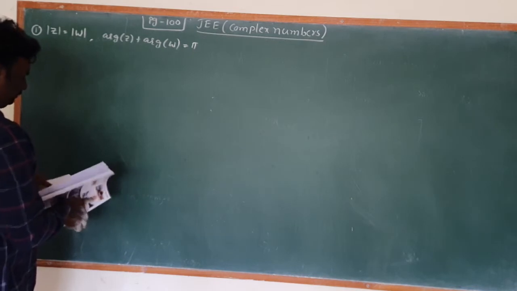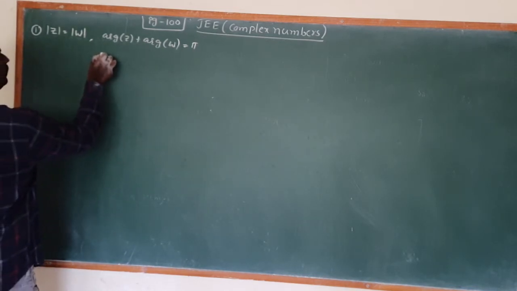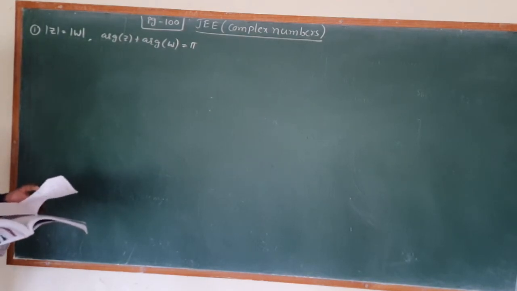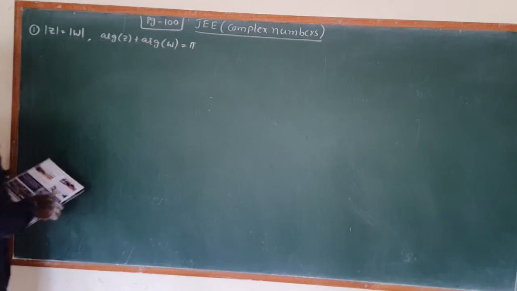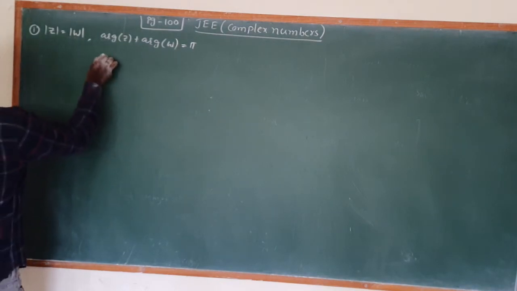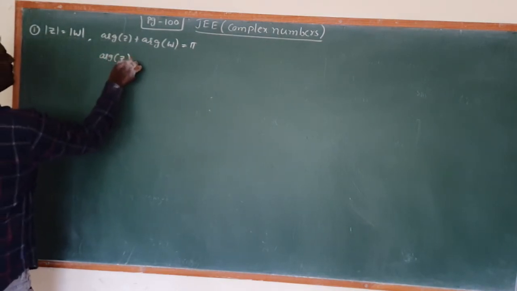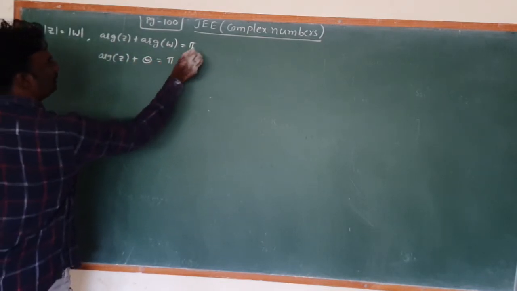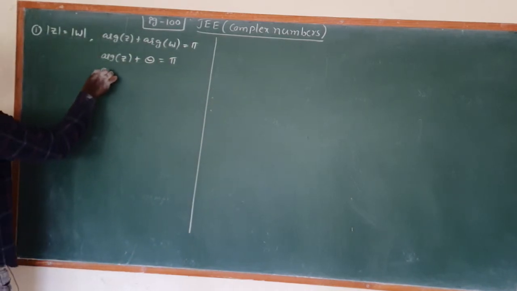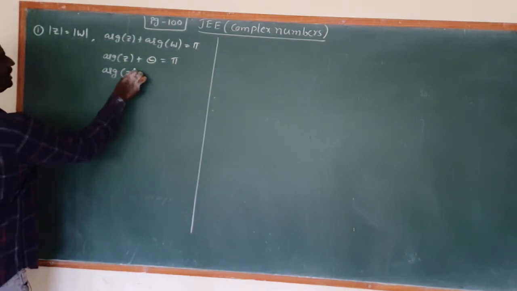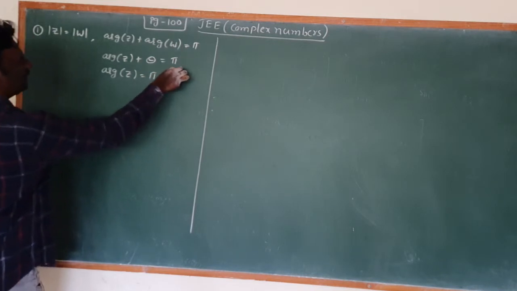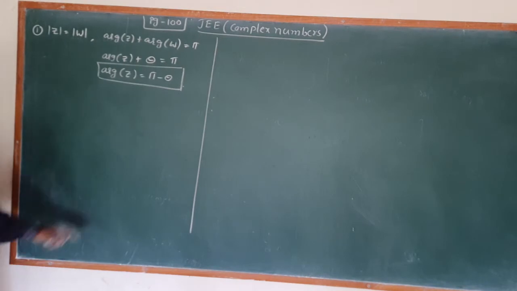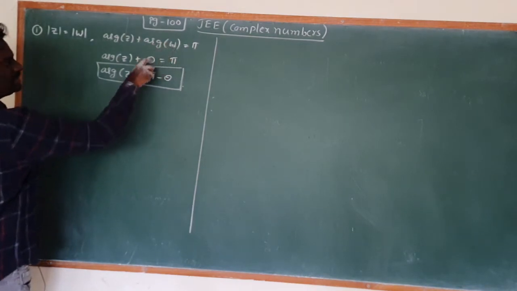Now, here we need to find the relation between Z and W. Argument of Z plus argument of W, I am taking theta, that equals pi. Now, argument of Z is nothing but pi minus theta. Here I am taking argument of W as theta.